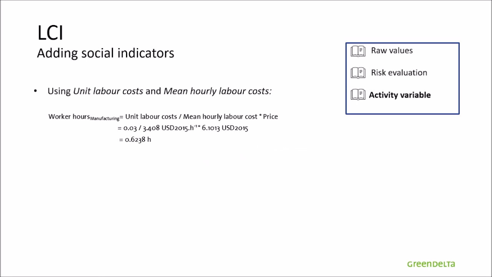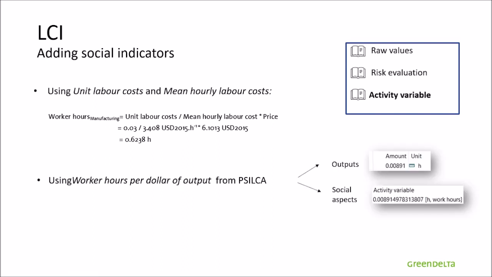Let's take a look into how to calculate it in practice. So here I show two ways of calculating the activity variable depending on what data is available. For instance, for manufacturing, a unit labor cost of 3% was found for the textile sector. The mean hourly labor cost could be estimated from the wage of workers and their average weekly hours of work. And we could combine these two elements with the price of the product, and then you finally get the worker hours here. So for the process manufacturing.